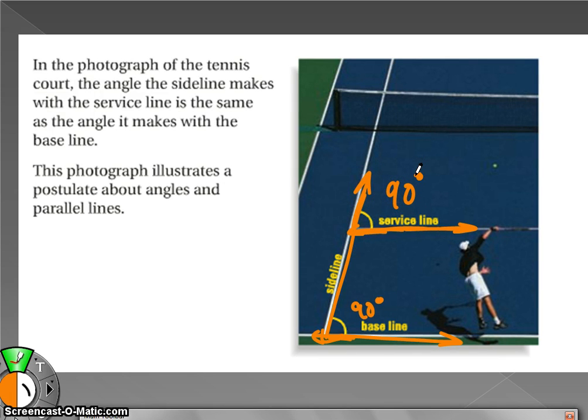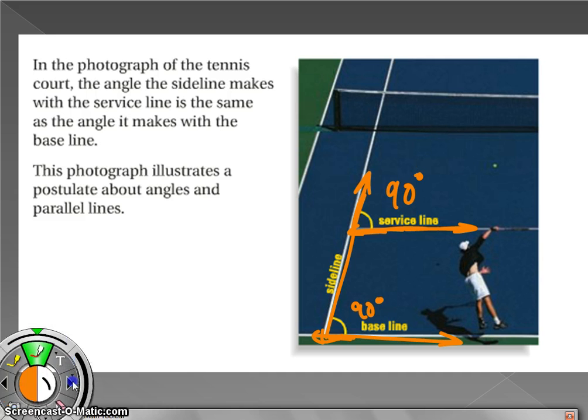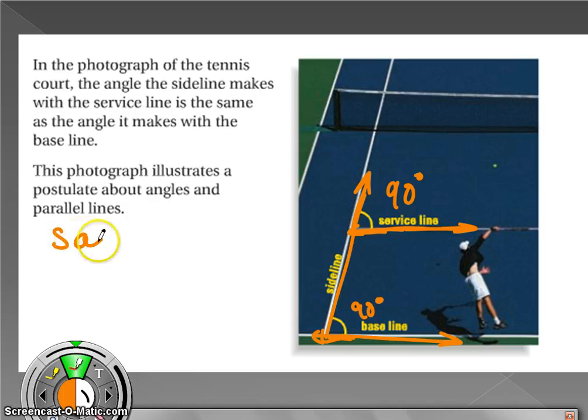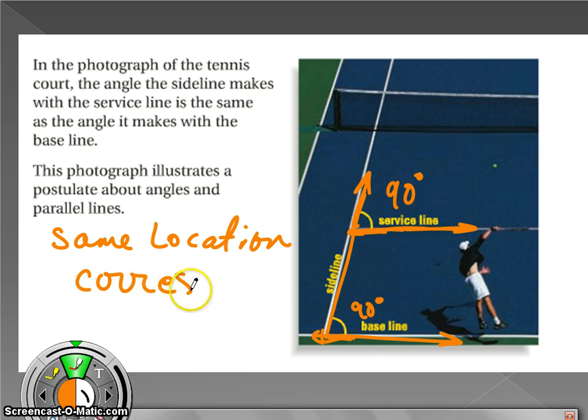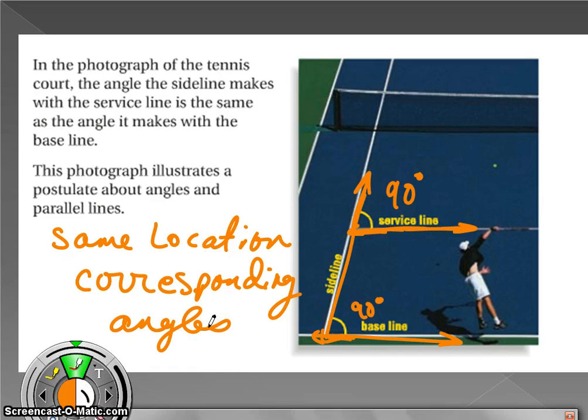Does that make sense? Okay, so now, what kind of angles are those? How do they relate to each other? Well, since they are in the same location, then they are corresponding angles. Okay, same location, corresponding angles. And look, the service line and the baseline are parallel, and those angles happen to be exactly the same.